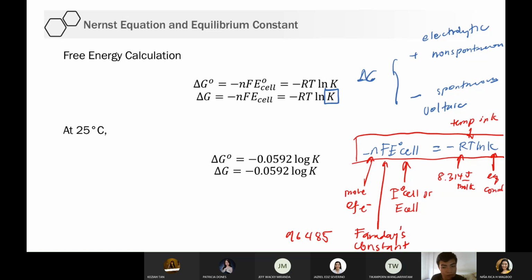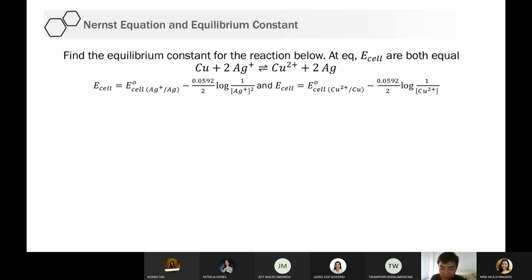Okay, so let's try this problem. Find the equilibrium constant for the reaction below. One way to solve for the equilibrium constant is using the Nernst equation, but that is quite a lengthy process, so I won't use that anymore. But again, that will give you the same answer anyway.